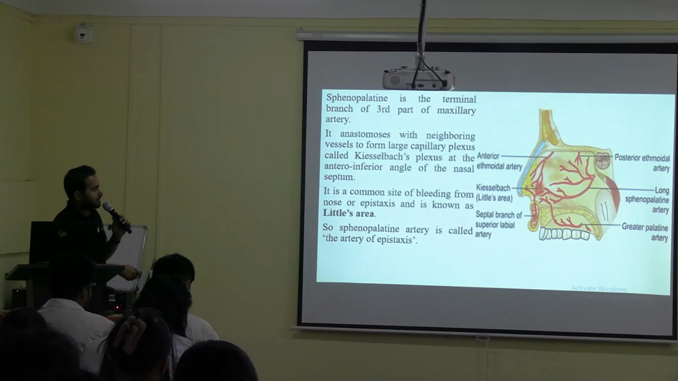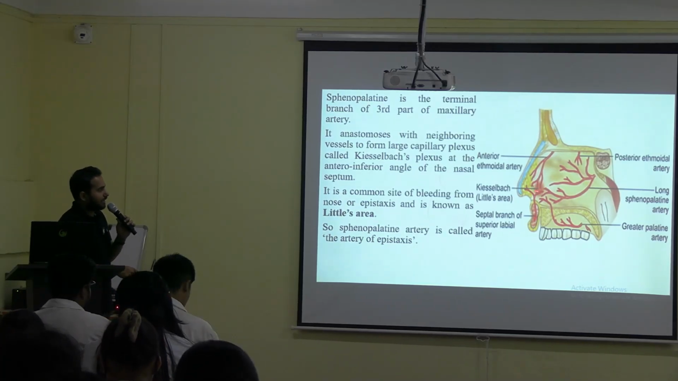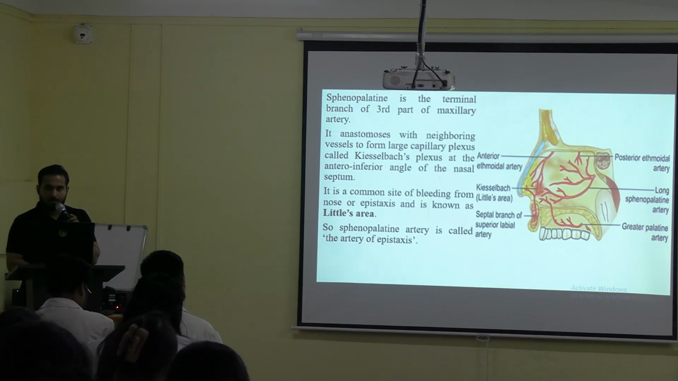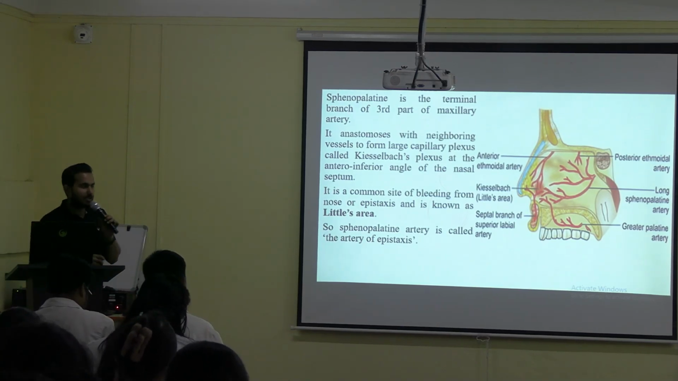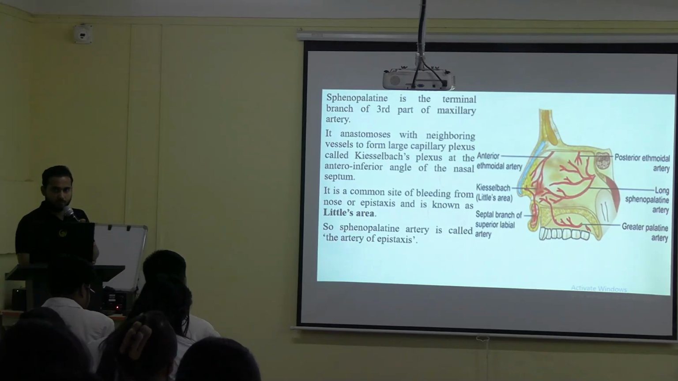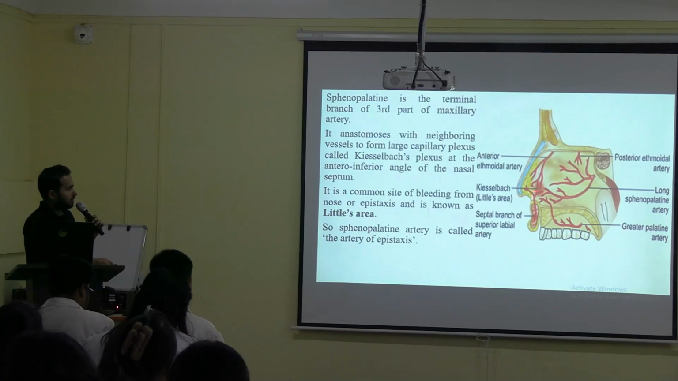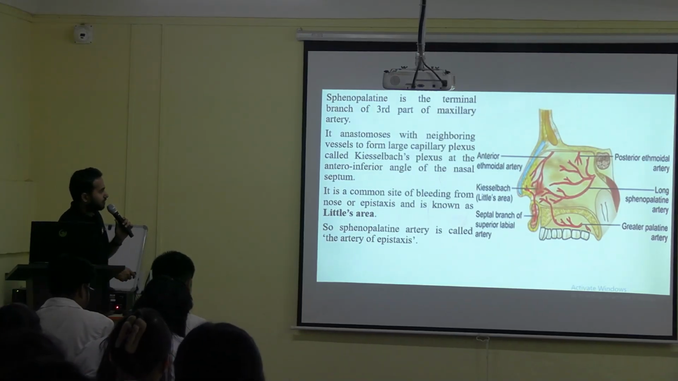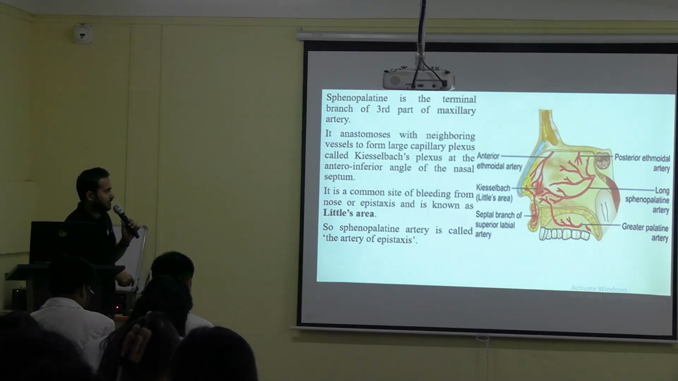Okay, and that is called as Kisselbach's plexus. And the area which is where it is formed, that is called as Little's area. Okay, the area which is formed, that is called as Little's area, and the plexus which is formed, that is called as Kisselbach's plexus. Okay, now if you see the location, it is anterior inferior to the nasal septum. जो nasal septum होता है उसका anterior inferior area में ये Little's area होता है where this is present. Now it is a common site for bleeding for the nose or epistaxis. Okay, that's why it is called as Little's area.